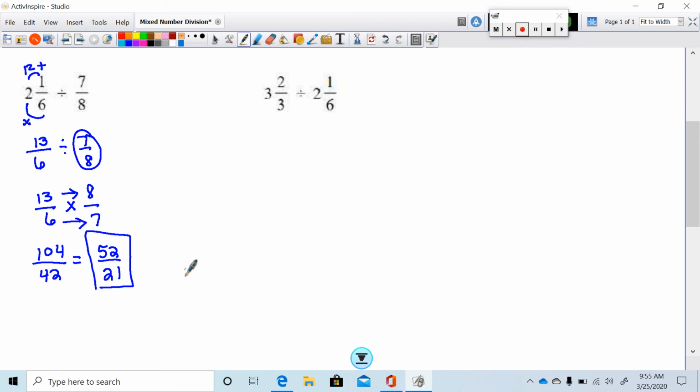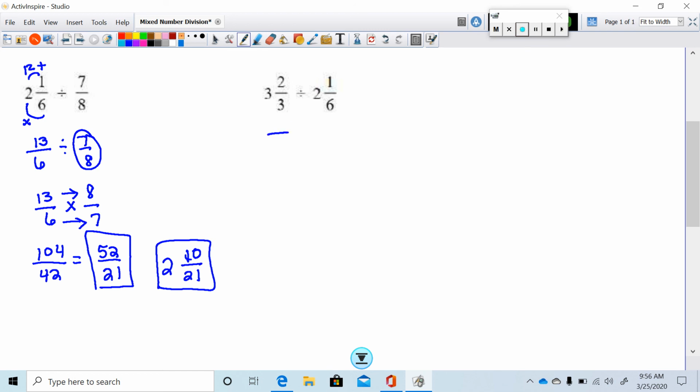To change that to a mixed number, you keep the denominator. 21 goes into 52 2 times. I'm sorry, I said that backwards. 21 times 2 is 42, but you need 10 more to get to the 52, so that's what goes on top.